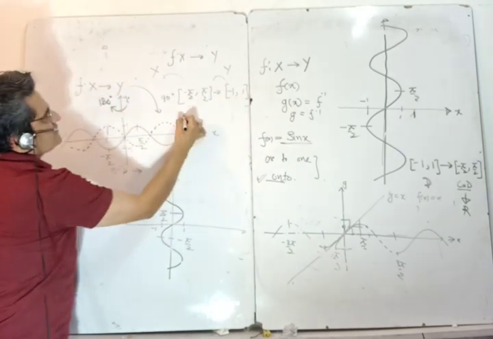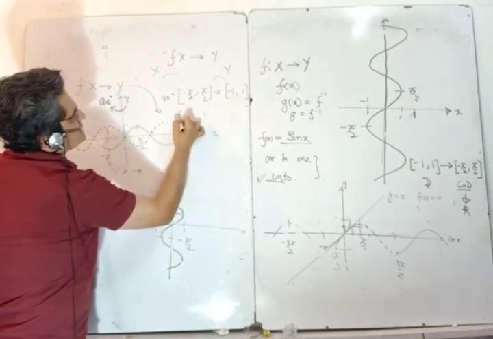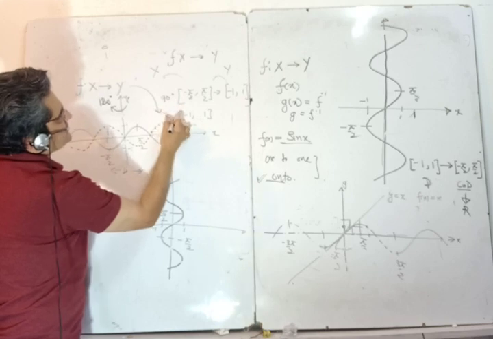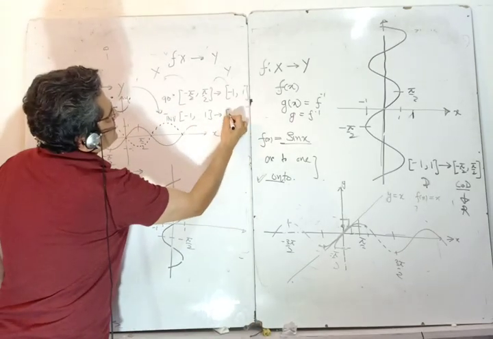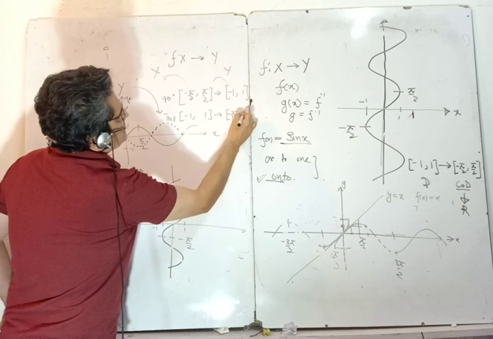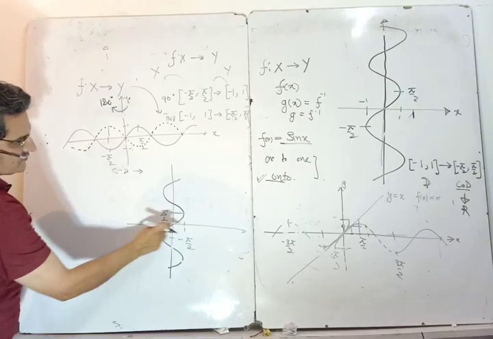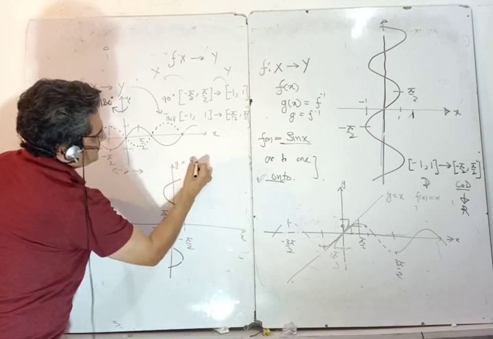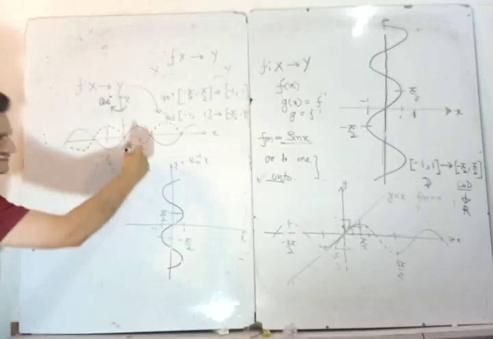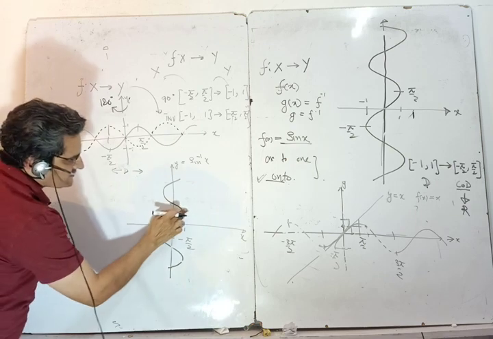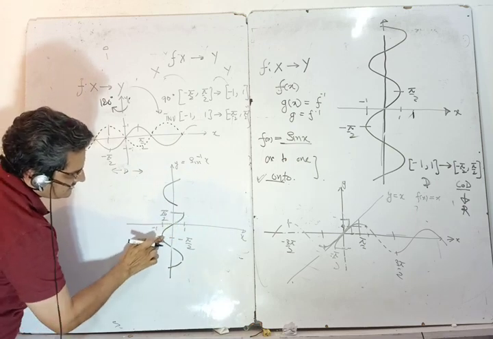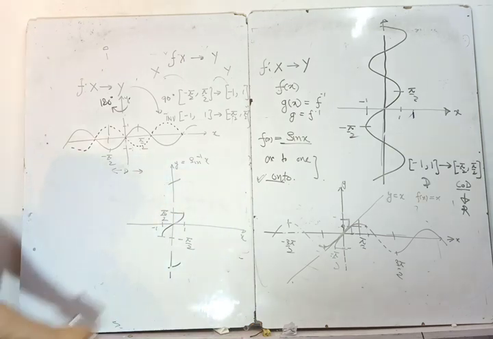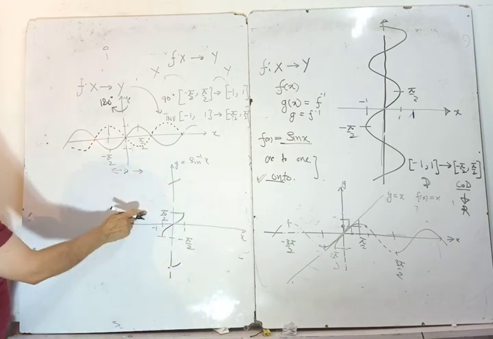So now minus 1 to 1 will be the domain for the inverse function. This is the inverse function, and the range will be minus pi by 2 to pi by 2. So the domain is minus 1 to 1. This is x, and this is y, which is your sine inverse x. This is the graph, but the function is only this part, up to here. This is my principal value: minus pi by 2 to pi by 2.